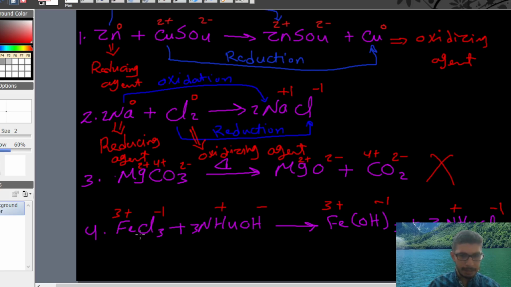Let's look here. Iron 3 positive. Chloride -1. Ammonium +1. Hydroxide -1. There is no change. Then simply, there isn't any redox reaction happening here.